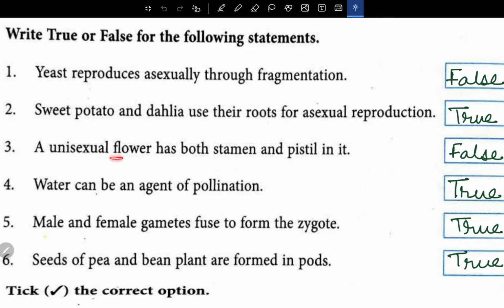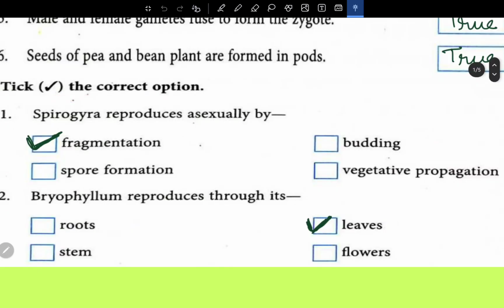Third, a unisexual flower has both stamen and pistil in it. This is a false statement. Water can be an agent of pollination. True. Male and female gametes fuse to form the zygote. This is a true statement. Seeds of pea and bean plants are formed in pods. This is true. Now this is MCQ.